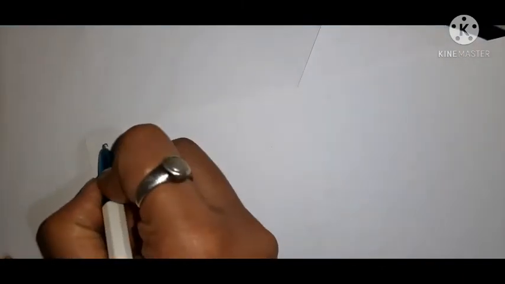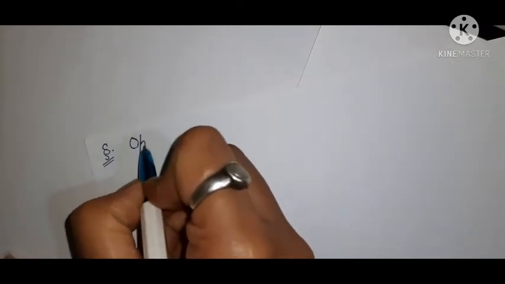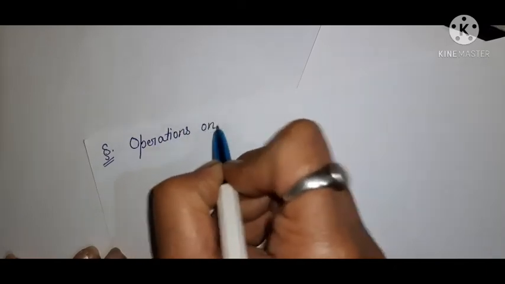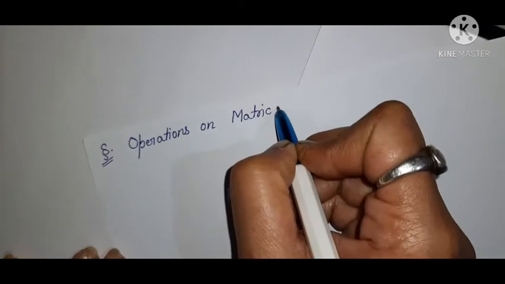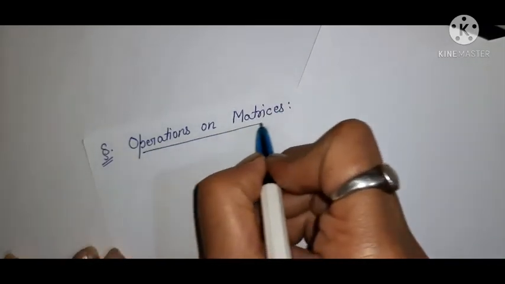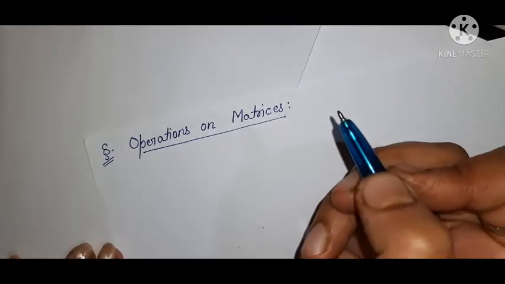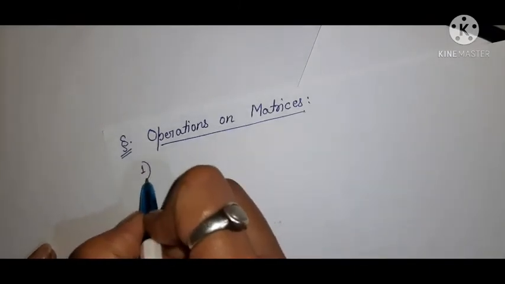Next, we move to another topic. This is operations on matrices. In operations, you have addition, subtraction, multiplication. So one by one, we discuss all the operations. The very first operation is addition.